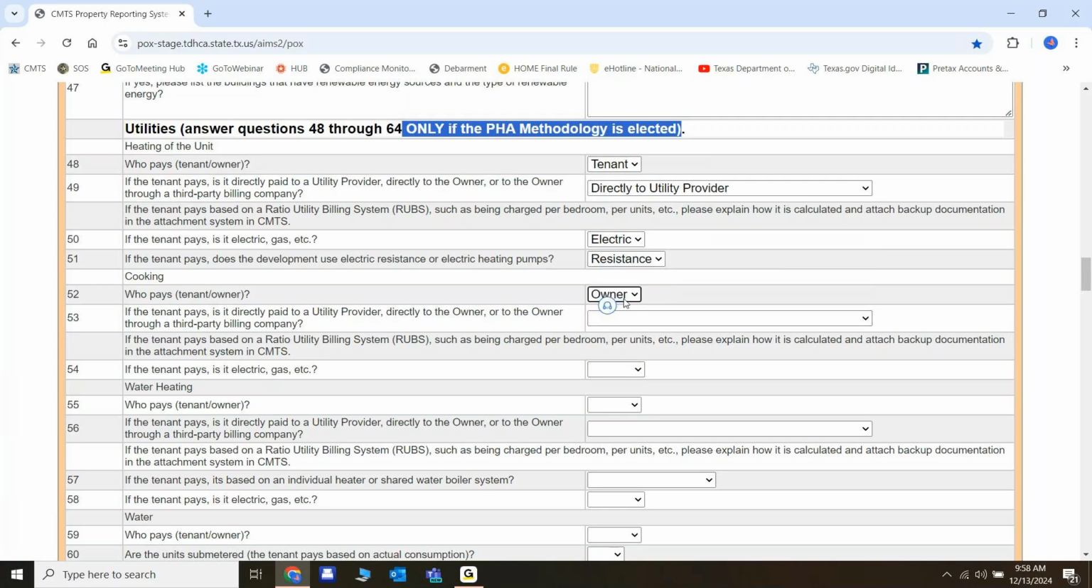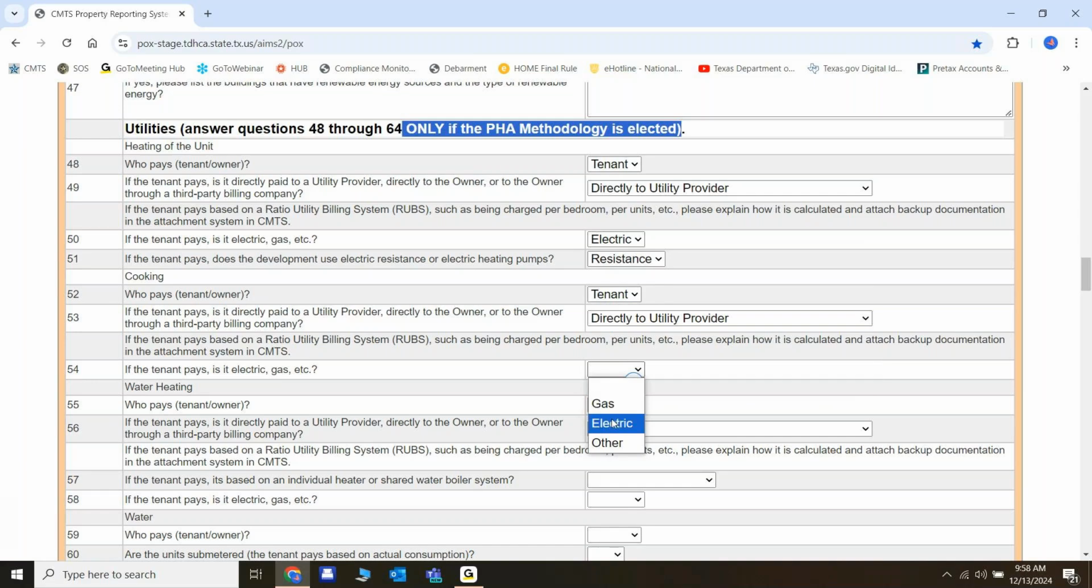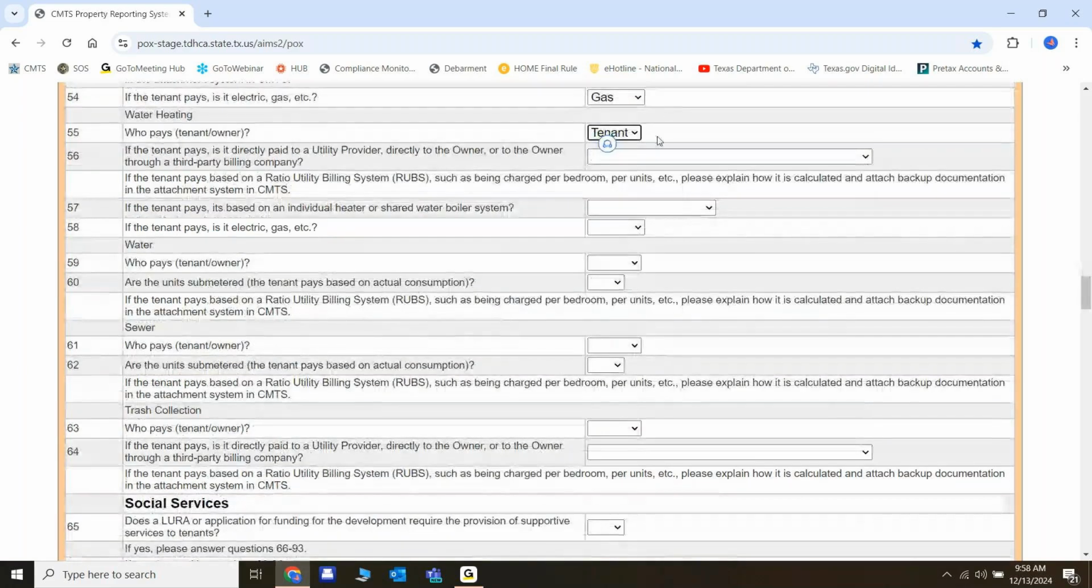Again, you guys know all of this, how to do this. It's the same as anything. Tenant pays directly to the provider. This one is gas. Who does water heating? Tenant pays for that directly to the provider. It is an individual heater, not a boiler system, and it is gas. And then water, owner pays.